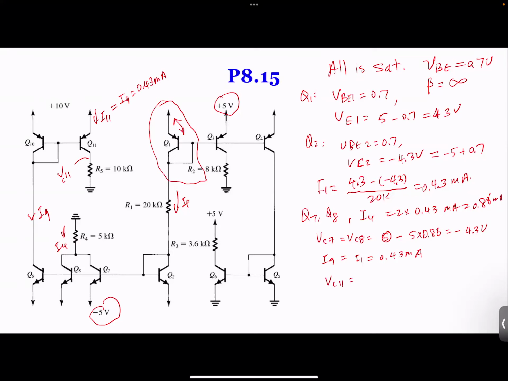VC11 is going to be equal to R5 times I11, which is going to be 0.43 times 10, which is 4.3 volts. We got that, and then we can come back to Q3, and for Q3, it's going to have the same current, so we call it I3.